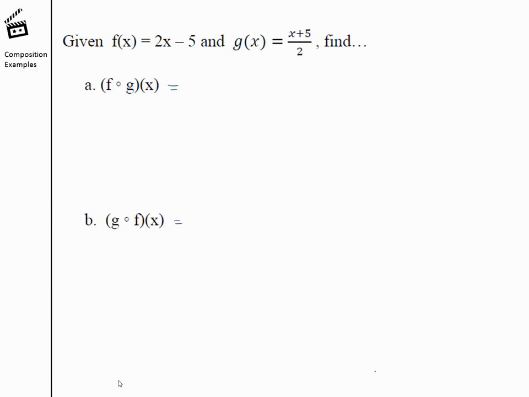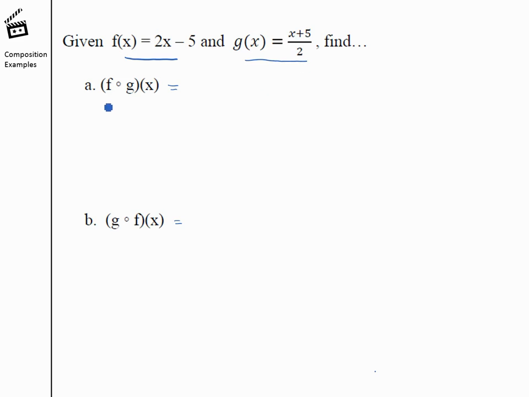Okay, now we're going to do some examples with composing functions. So we're going to look at these two functions. f of x equals 2x minus 5, and g of x equals (x plus 5) over 2. And we're going to start out by doing f composed with g of x.